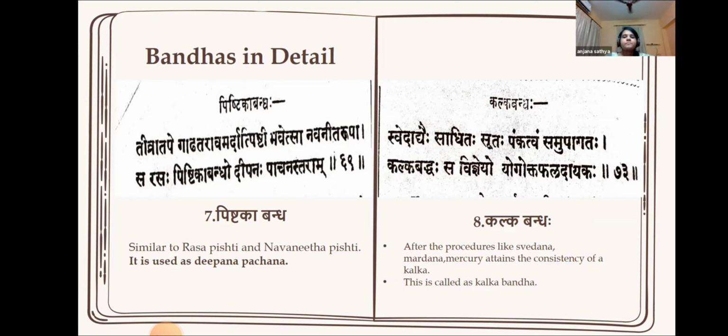Okay, then the fourth bandha in this category is Kalka Bandha. Kalka Bandha is explained in the part of Samskara. After doing the Svedana Samskara and Svedanadi Samskara, as well as Mardana Samskara, the mercury will convert into a shape like Kalka, that is a bolus form. That is known as Kalka Bandha.